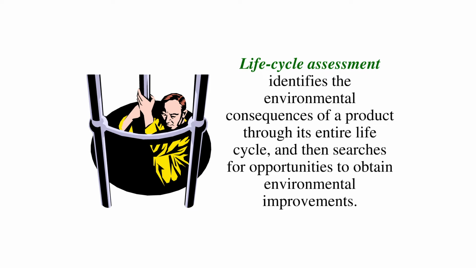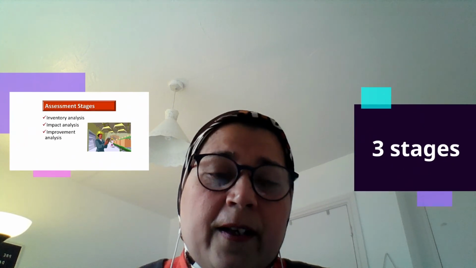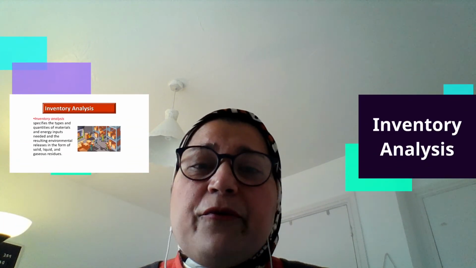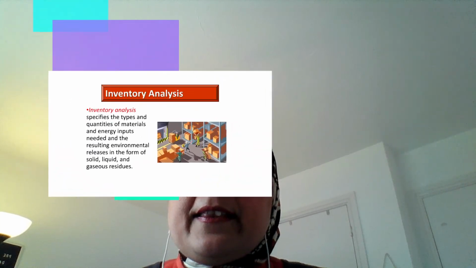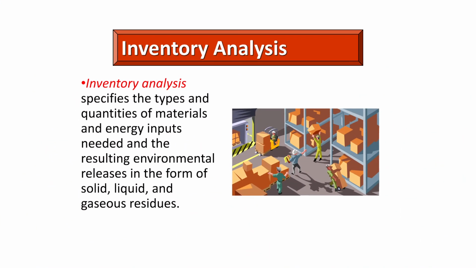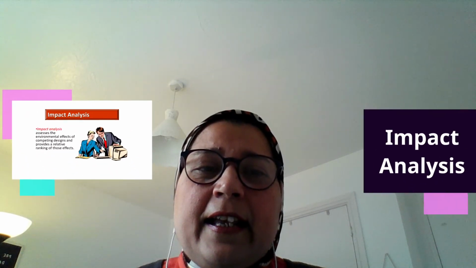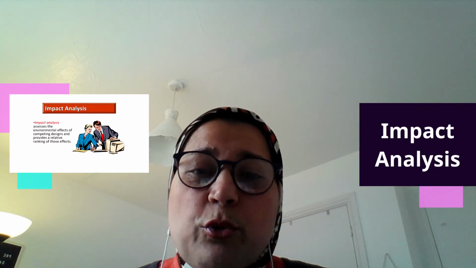So they investigate, they assess. Okay, and the researcher classified this into 3 stages. What are the stages? Inventory analysis, and this is to specify the types and quantity of material, energy, etc. And then impact analysis to compare, and then improvement analysis to decide what we are going to do.